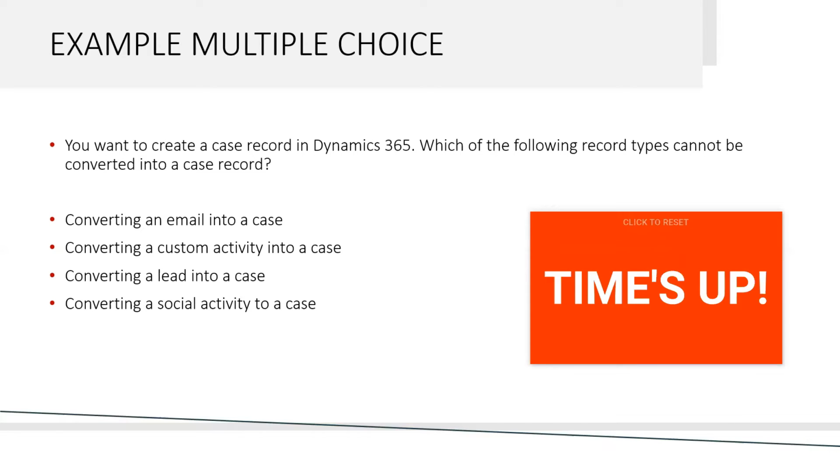Okay, so the time's up now, and thanks guys for providing the answers in the chat. The correct answer for that question is option C, converting a lead into a case. A lead cannot be converted into a case until it becomes an opportunity. So once the lead is converted to an opportunity, only then can the case be created, for delivery experience and so on.